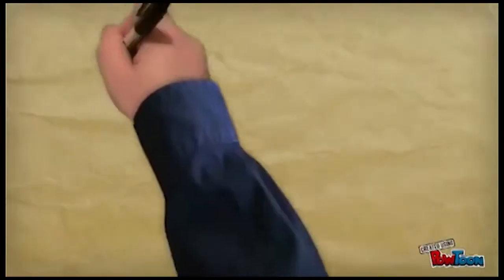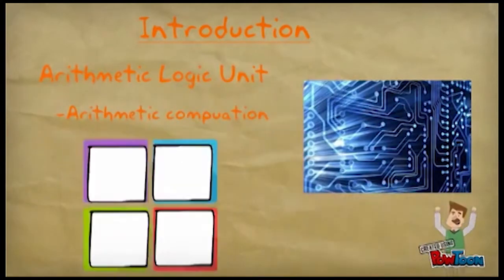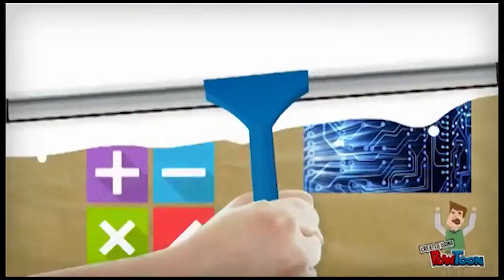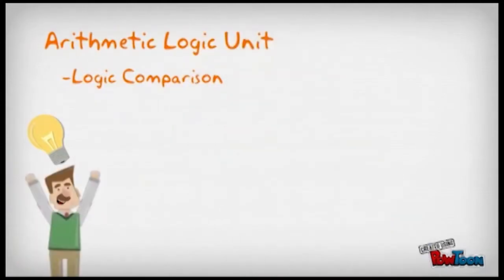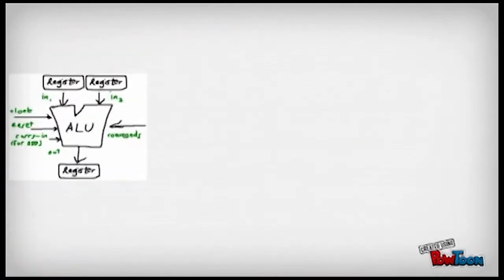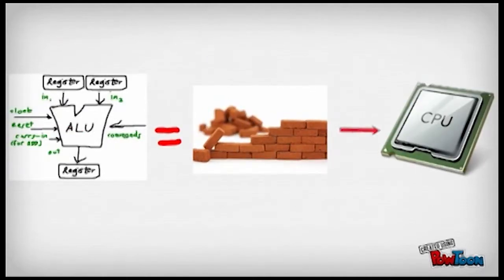What is an ALU? An ALU is short for Arithmetic Logic Unit. It is a digital circuit that performs all arithmetic computations such as addition, subtraction, multiplication, and division. It also performs logic comparisons such as mostly but not limited to AND, OR, and NOT. The ALU is the fundamental building block of the central processing unit, also known as the CPU, inside a computer system.